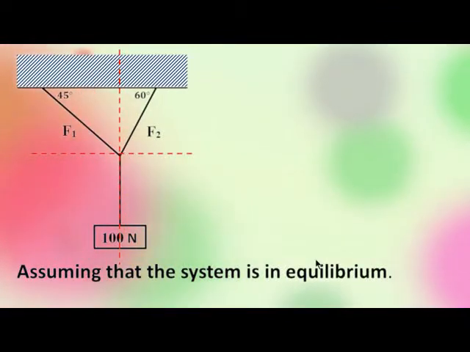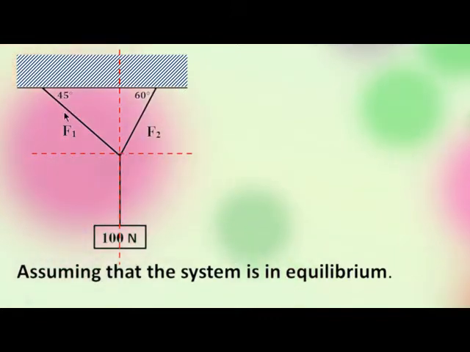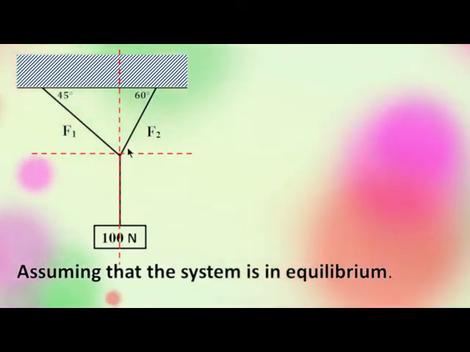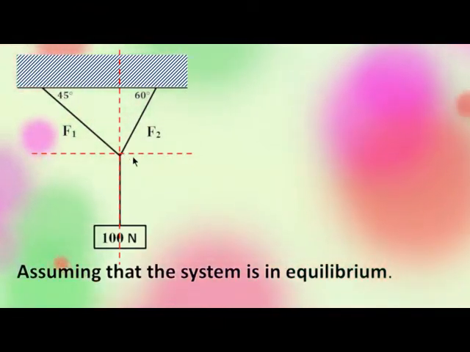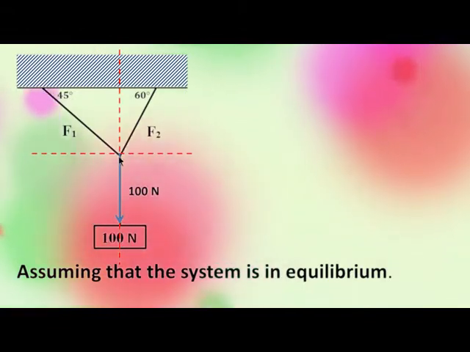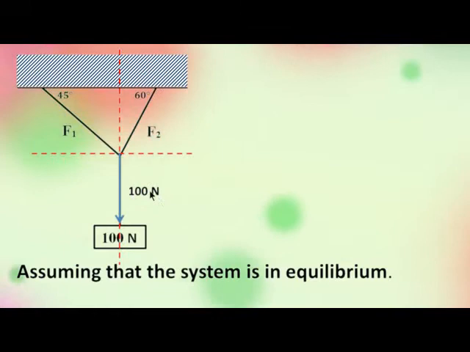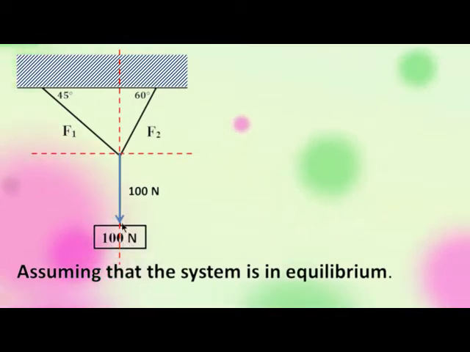Assuming that the system is in equilibrium, it means the weight is not moving and these two ropes can hold this weight. Assuming this is the origin, we're going to figure out the acting forces in this system. The first force is in this direction, 100 newtons. This is the force represented by this 100 newton weight by gravity.